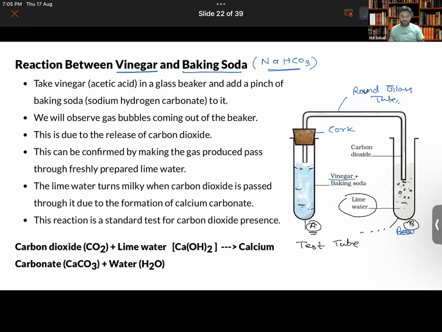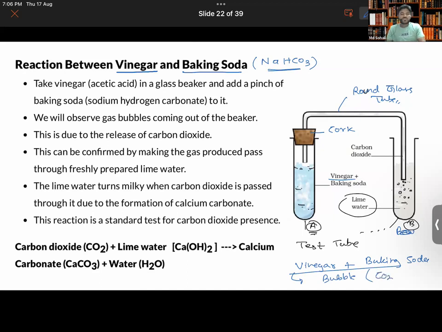Look here. In the first activity, in the first test tube, what happened? Vinegar plus baking soda. When you reacted both of them, what happened? It started to give off bubbles. This bubble was nothing but the carbon dioxide formed.